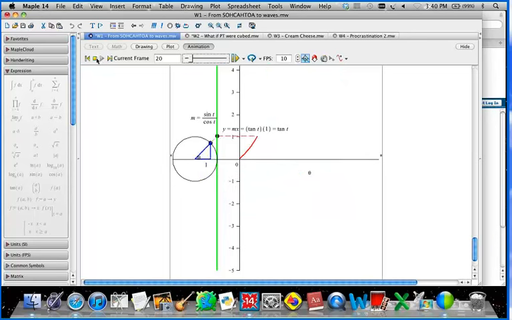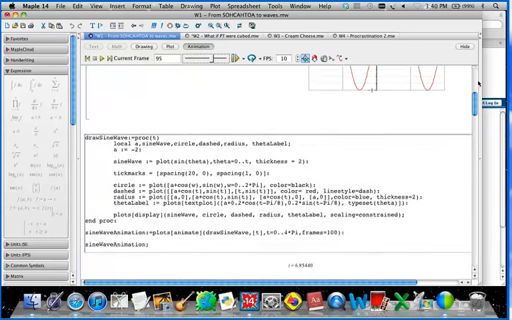Now you could certainly do all this on the chalkboard, but isn't it a lot more fun if you have a tool like this? And a lot more engaging for the students. Now, how did I do this? Let's back up just a little bit. Let me show you some of the code I used to generate this.